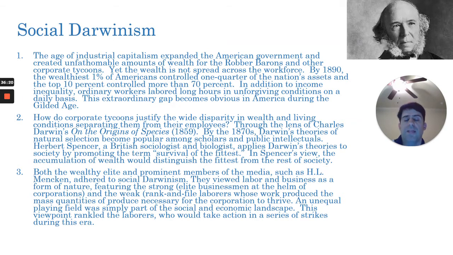These people viewed labor and business as a specific form of nature, sort of a human version of the forest or the jungle, if you will, and it featured both the strong within this field, and the strong were the elite businessmen at the helm of corporations, as well as the weak, and the weak being the rank and file laborers whose work produced the mass quantities of product necessary for the corporation to thrive economically, financially. And they just accepted the idea, these men did, that an unequal playing field was simply part of the social and economic landscape.